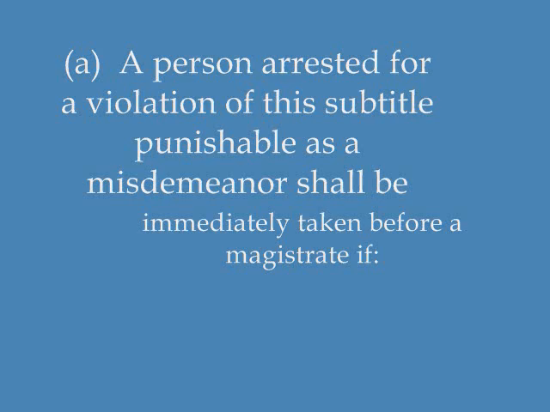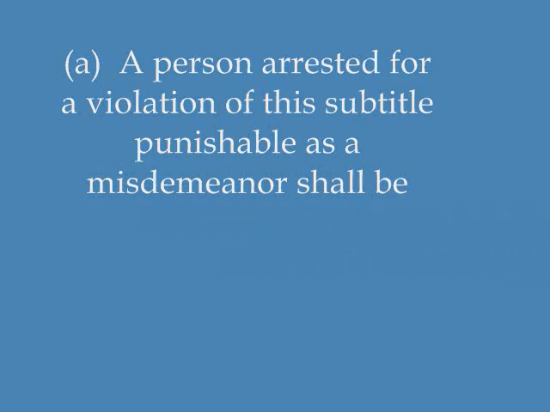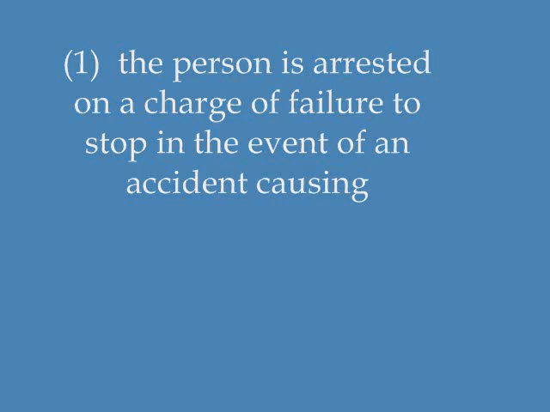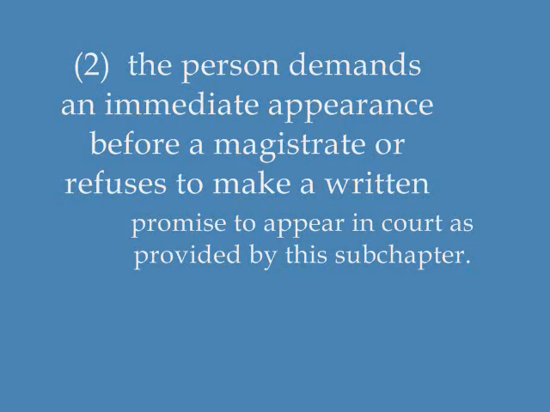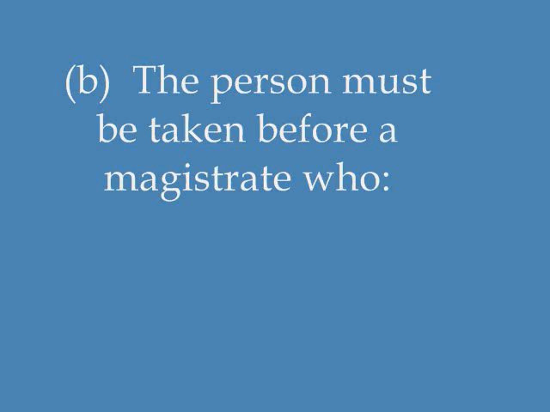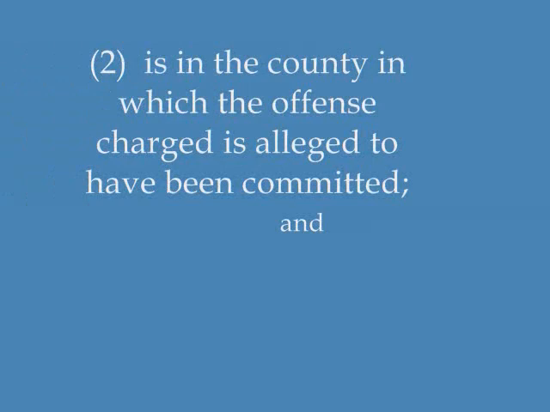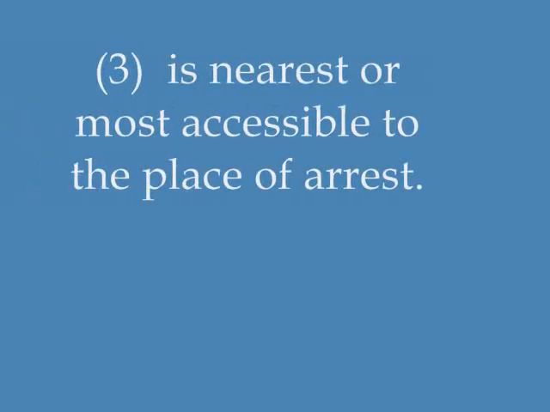Shall be immediately taken before a magistrate if, 1, the person is arrested on a charge of failure to stop in the event of an accident causing damage to property. Or, 2, the person demands an immediate appearance before a magistrate or refuses to make a written promise to appear in court as provided by this subchapter. Subsection (b), the person must be taken before a magistrate who, 1, has jurisdiction of the offense, and 2, is in the county in which the offense charged is alleged to have been committed, and 3, is nearest or most accessible to the place of arrest.